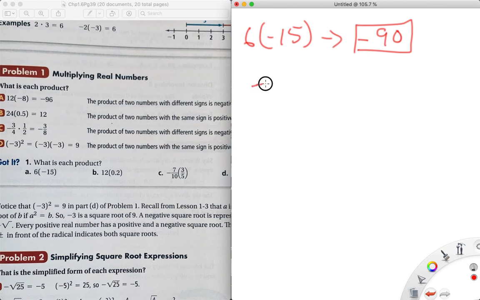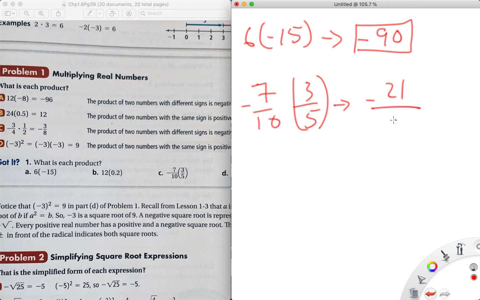C. 7/10 negative times 3/5. Again, I'm dealing with a negative times a positive, so I know my final answer is going to be negative. 7 times 3 is 21. 10 times 5 is 50. Can't simplify that any further. Negative 21 50ths.